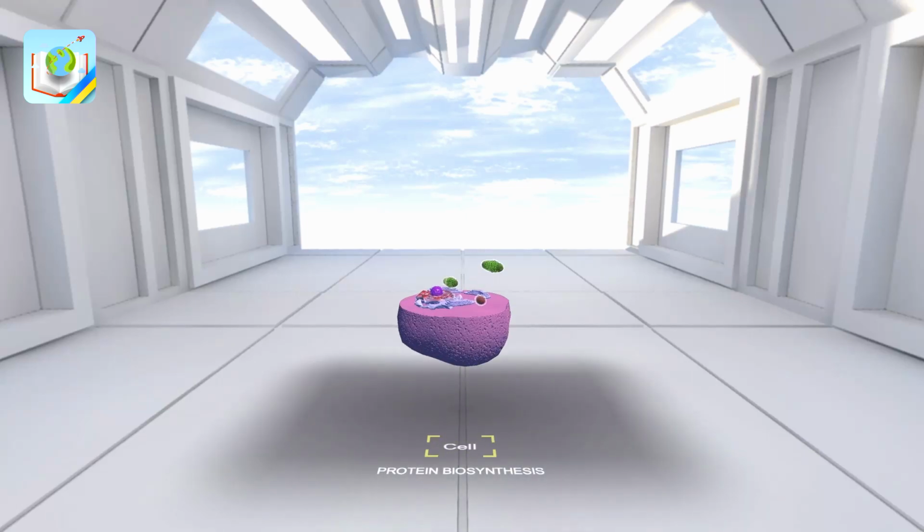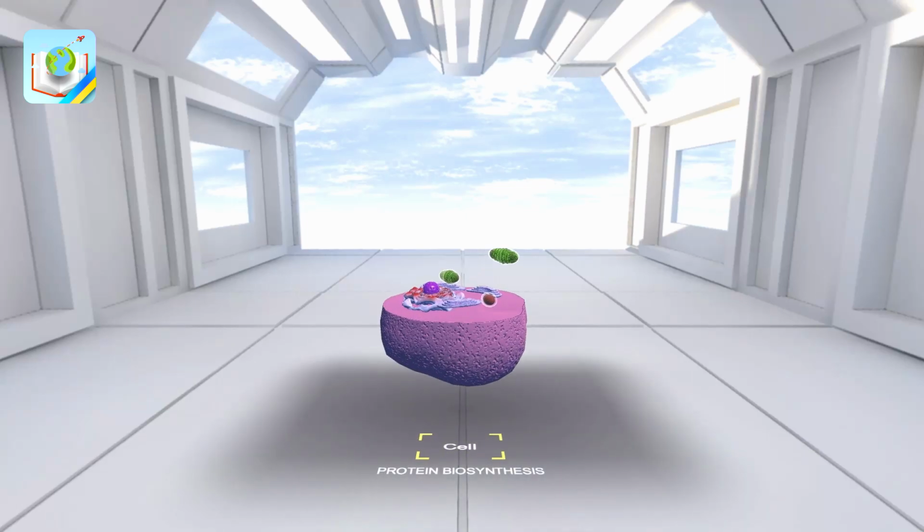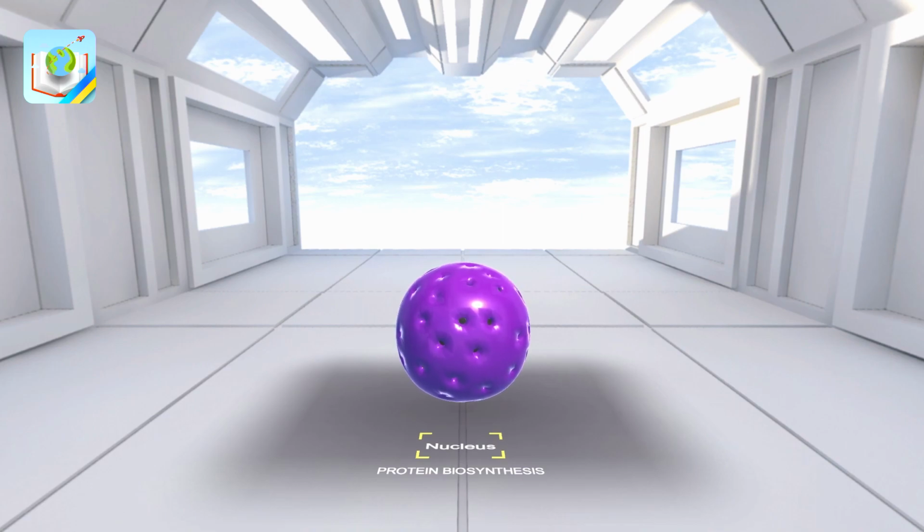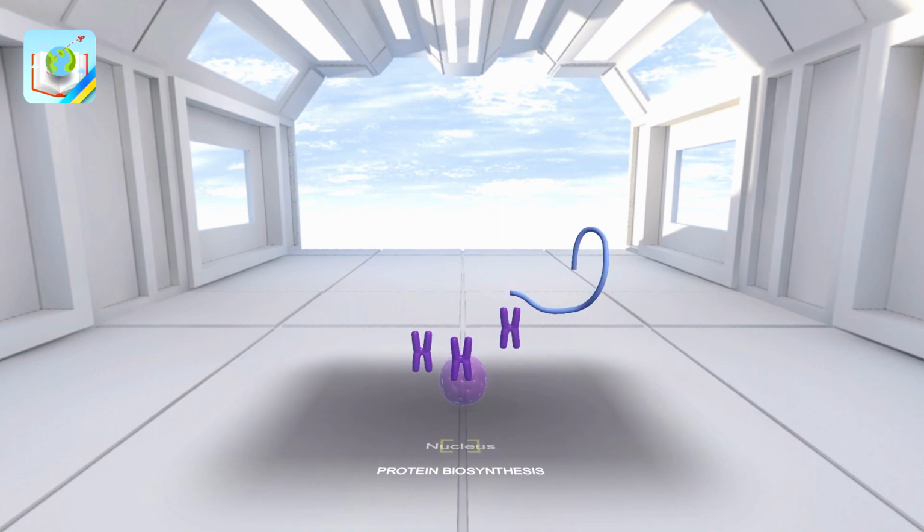In this experiment, you will be shown the stages of protein biosynthesis in the cells of eukaryotic organisms. A cell is the basic structural and functional unit of any living organism. In eukaryotic cells, there is a double membrane organelle called a nucleus. The nucleus contains hereditary material called the genome.